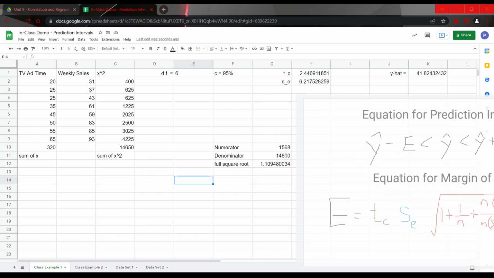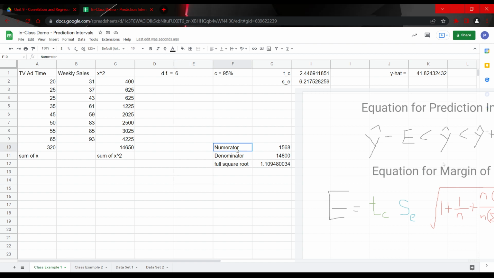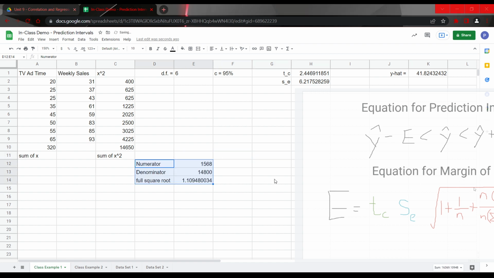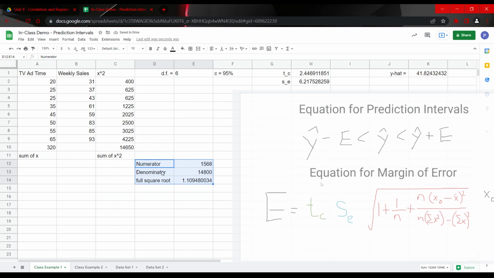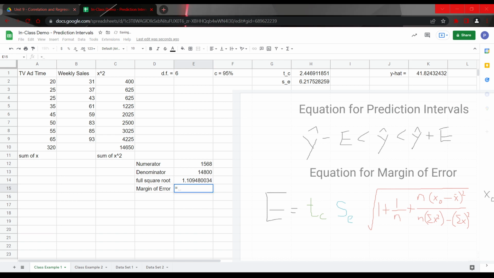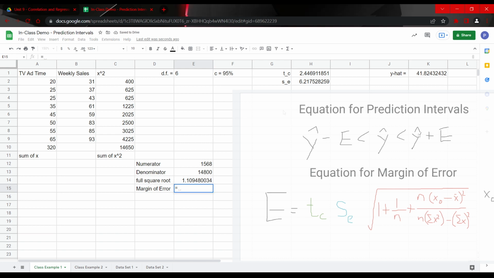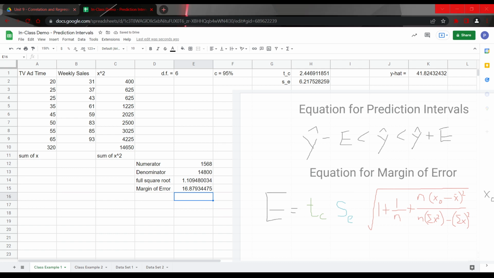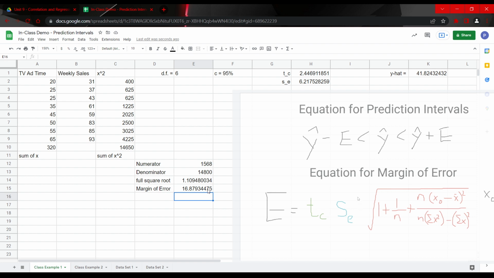Let me move this away. Sorry about that. I didn't realize that that was blocking. Let me move this over. There we go. And so my margin of error is equal to 3 numbers multiplied together, right? So I have my TC up here, multiplied by my SE, multiplied by my full square root down here. And so my margin of error is 16.88 about. These two things, I'm just going to reduce it to 2 decimal points. I don't need more than that.